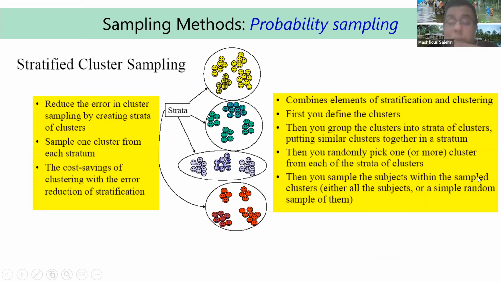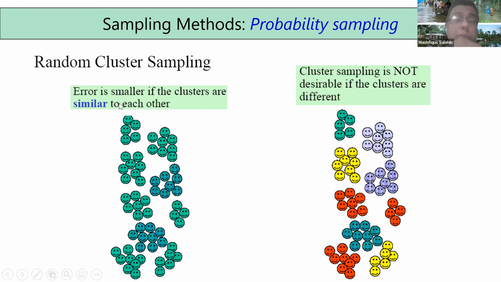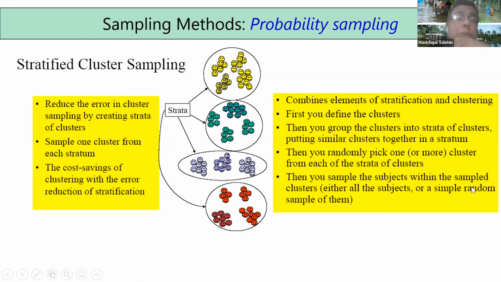stratified cluster sampling. So if your clusters are like this, with not much difference in their characteristics, then your error would be smaller. You'd still want to use random cluster sampling. But in this particular case, you'd want to go for, of course, you'll still call it cluster sampling, but it would be stratified cluster sampling.